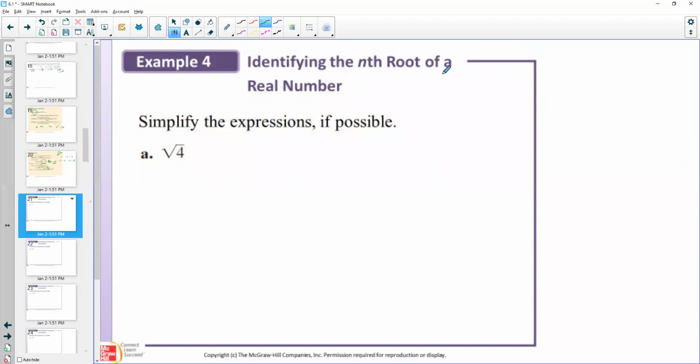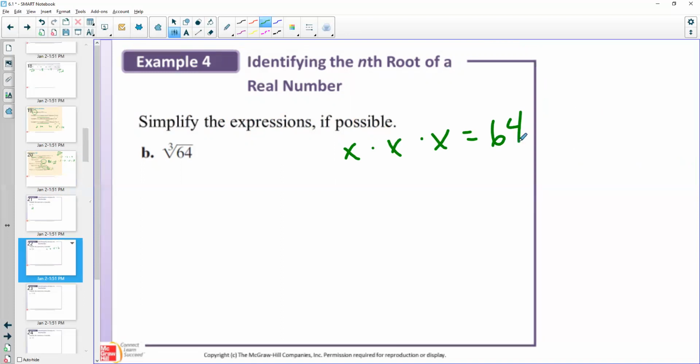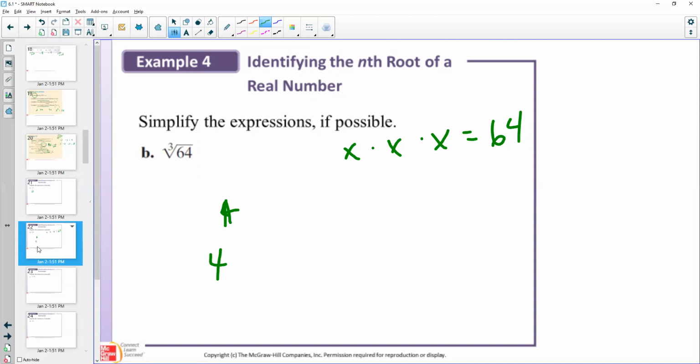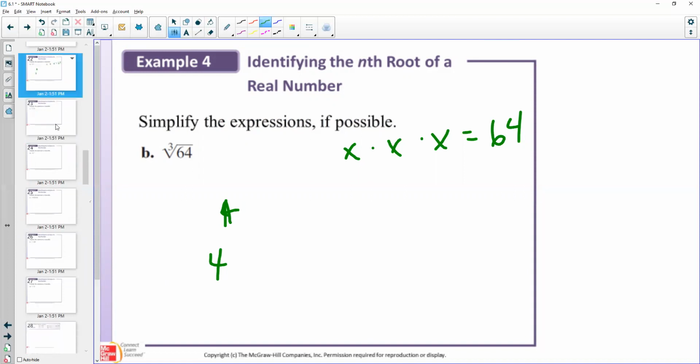All right, simplify. So what's the square root of 4? Square root of 4 is 2. What's the cube root of 64? Now think for a second. You need to multiply something together. What this means is x times x times x equals 64. All right. The cube root of 64 is actually 4. So as I think I said at some point, it's useful to have the perfect squares and the perfect cubes in your head or on a list in your notebooks somewhere, okay?